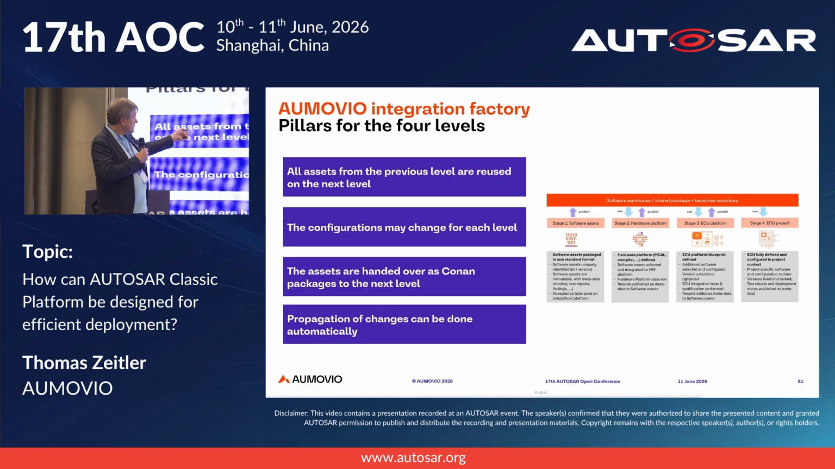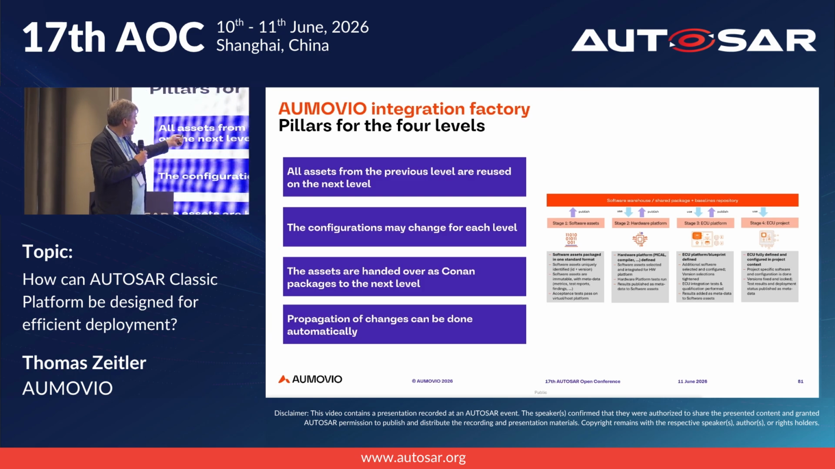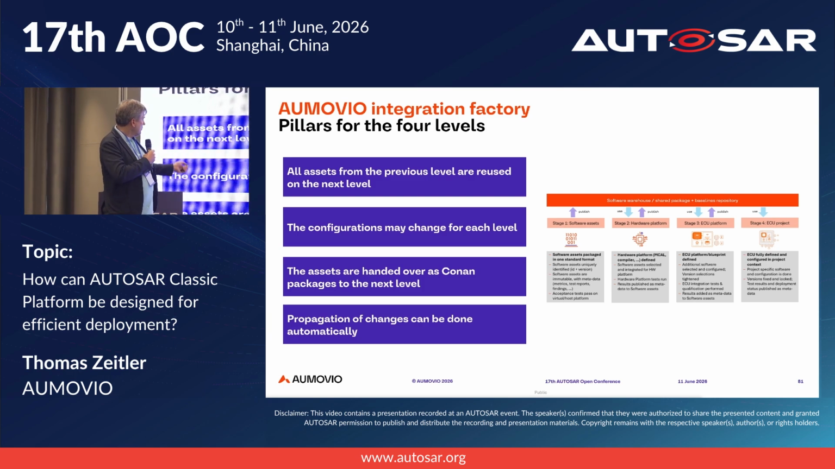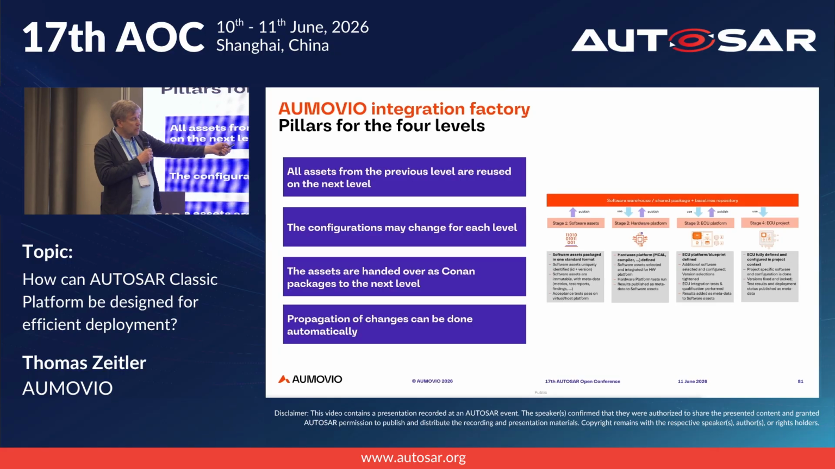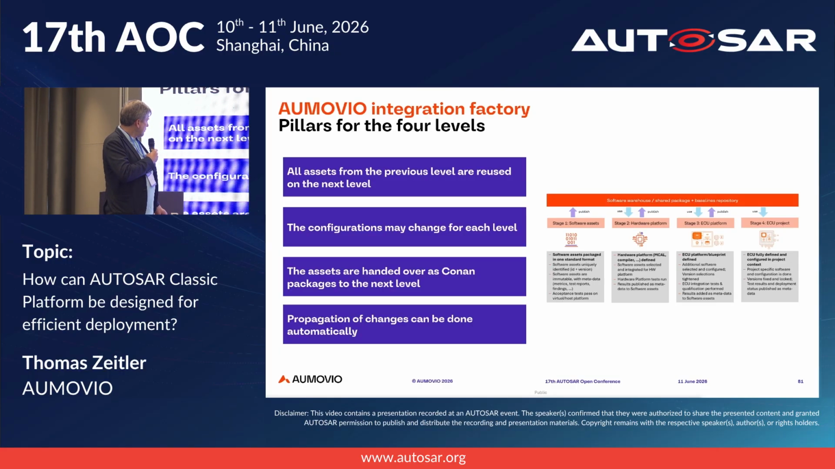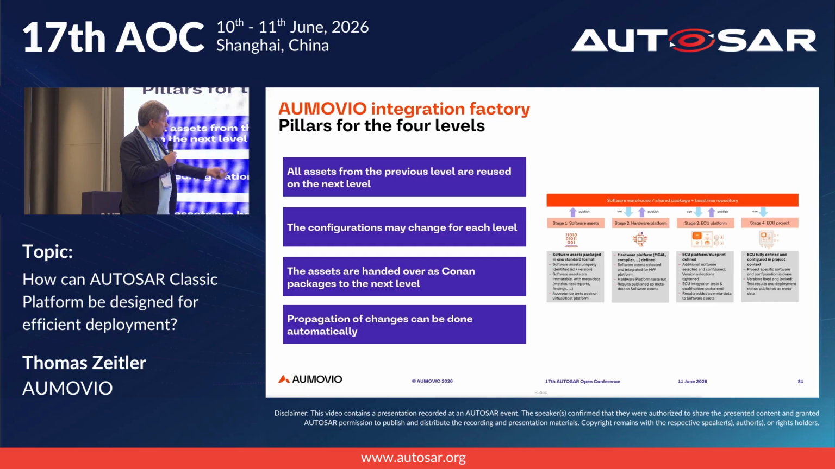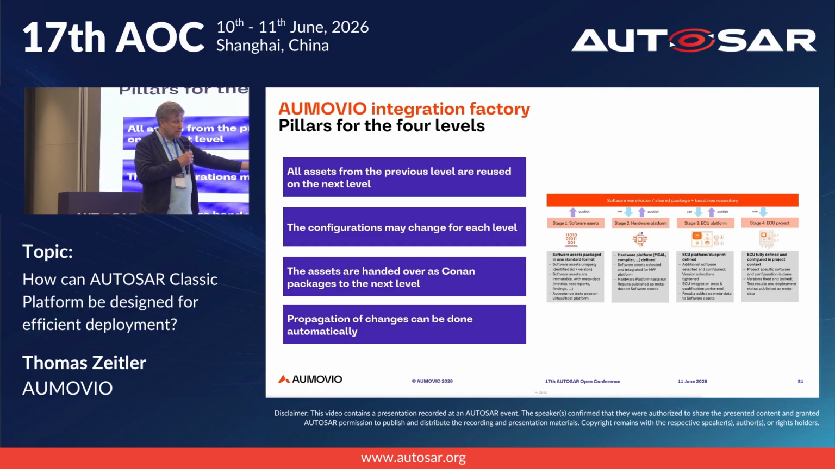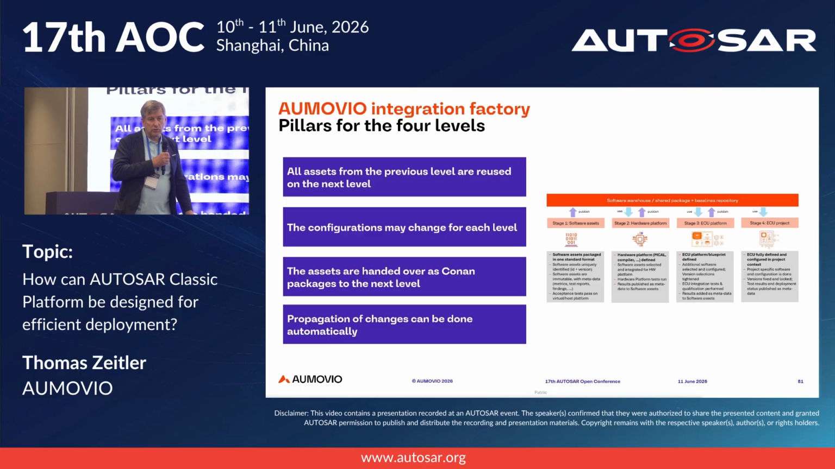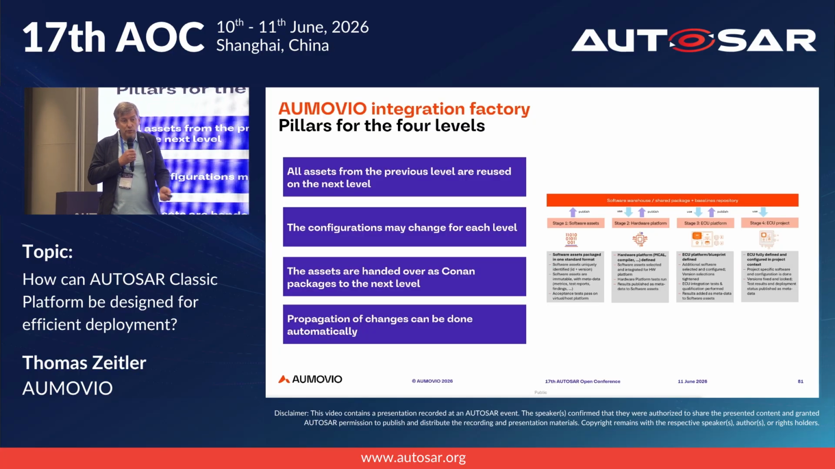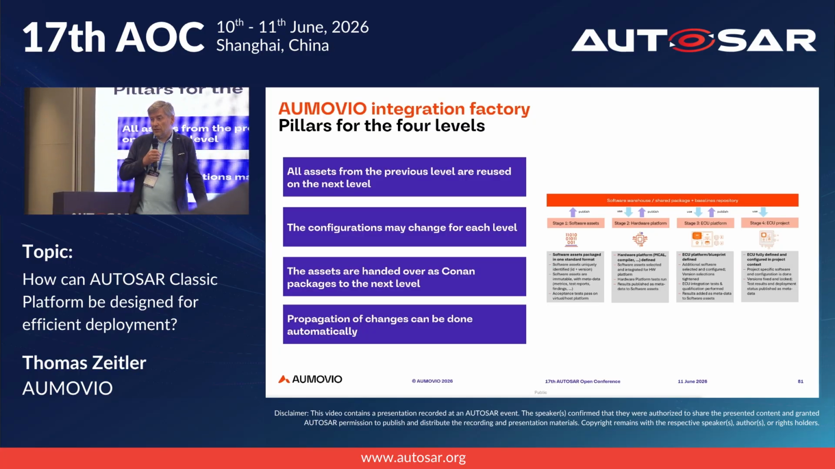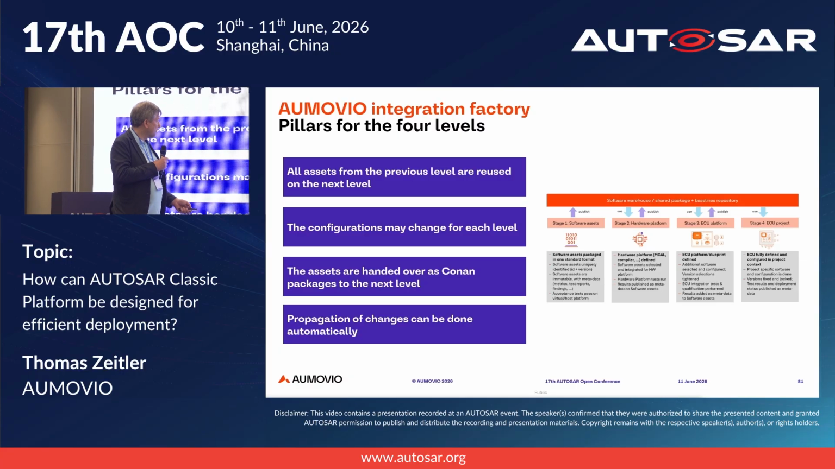So the first level is for the asset creation. Then we change the configuration when we go on a hardware. We use Conan to hand over the packages for the next level. And then we have to propagate in case that we change things from one level to the next one. I think every one of you has to do so if he works at a tier 1 and has to manage the situation.